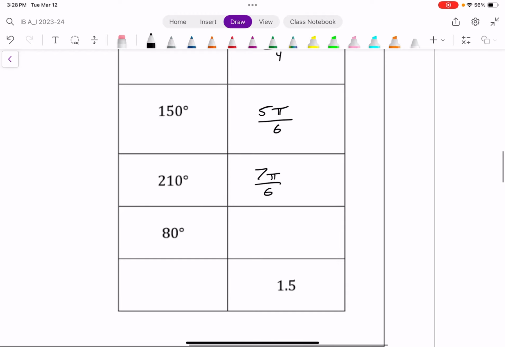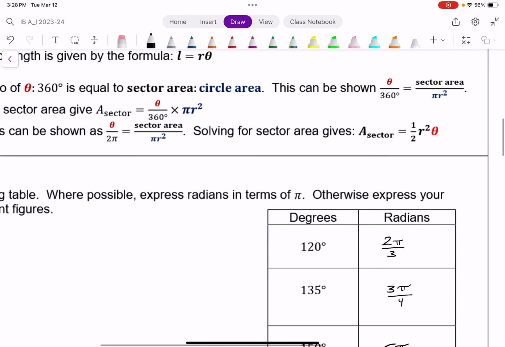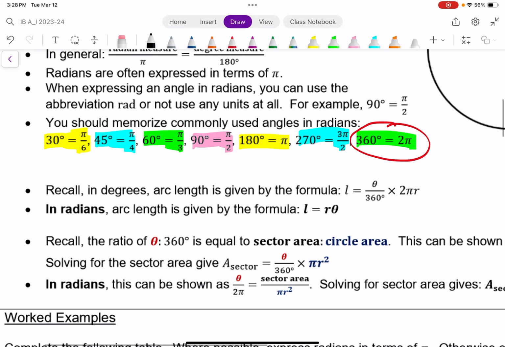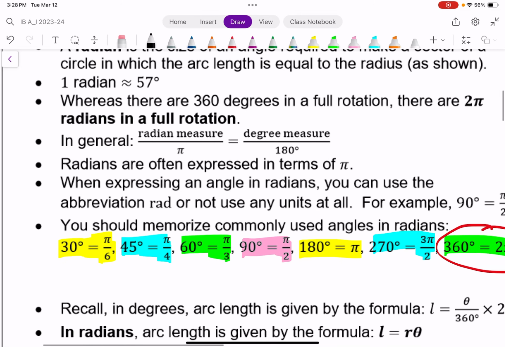Now 80 degrees is the first one that doesn't relate back to one of our special angles. So I can't just quickly come up with an equivalent in radians by looking at some multiple of a special angle. What I can do is look back up here and realize that when we want to go back and forth between radians and degrees, this is always true: radians divided by pi is the same as degrees divided by 180. That's because 180 degrees is equivalent to pi radians. Remember, 360 degrees is the same as 2 pi radians.